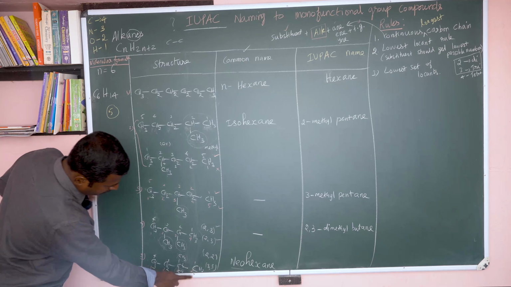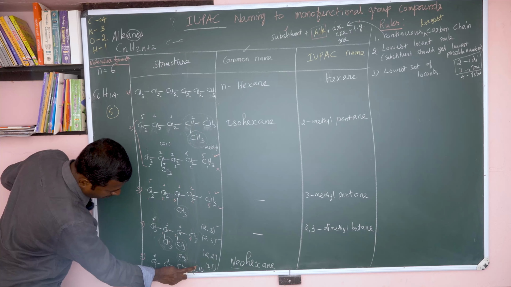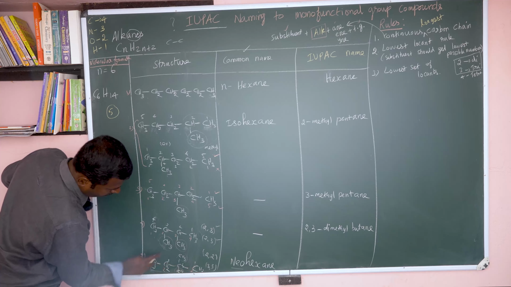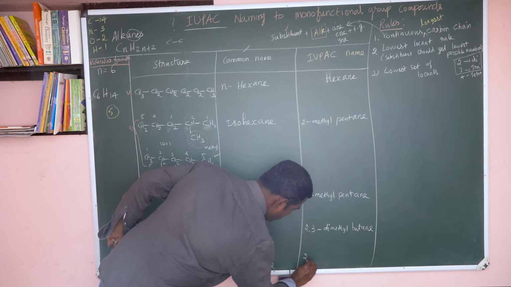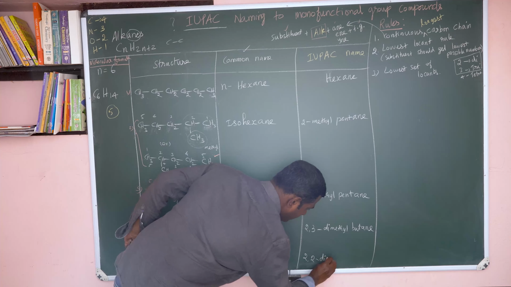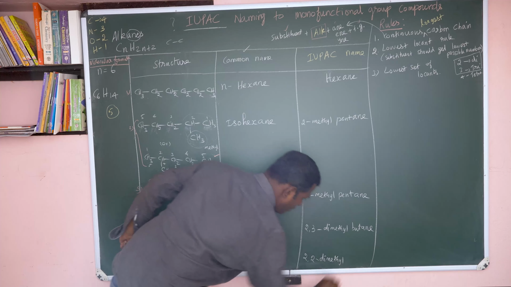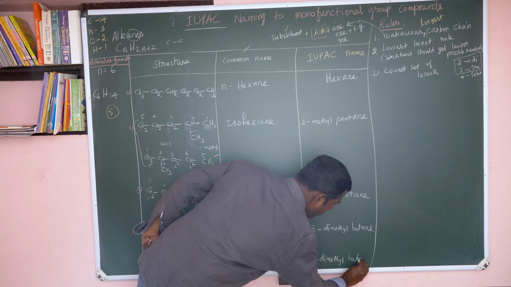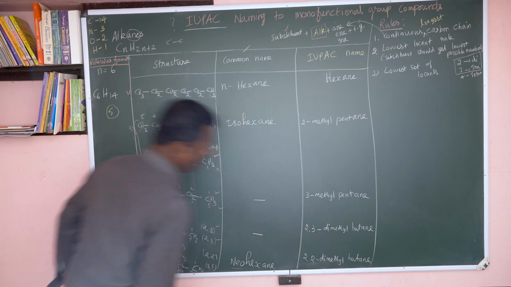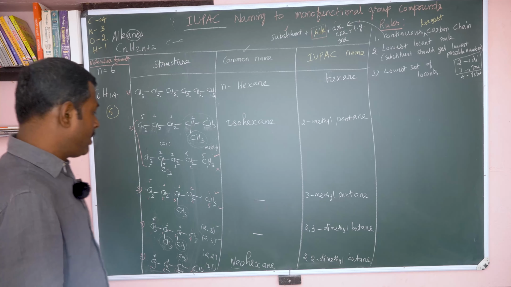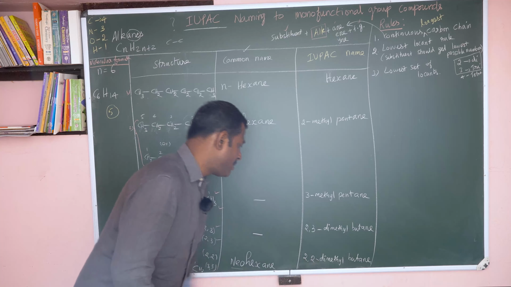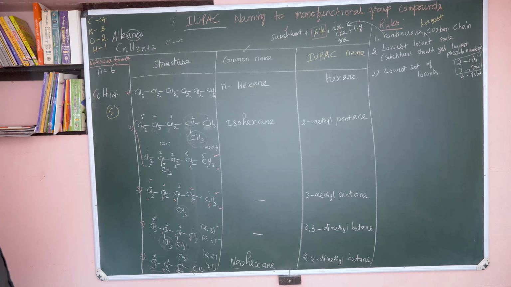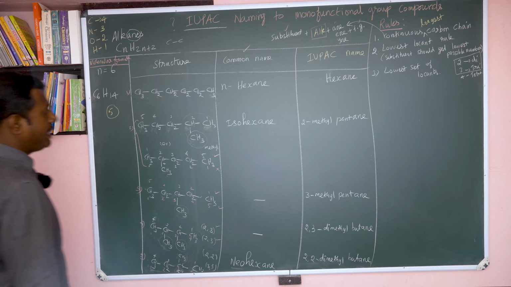So we have to give numbers from here, 1, 2, 3, 4. So 2,2-dimethyl, remaining 4 carbons, but, single bonds, so ane. So 2,2-dimethylbutane. For neohexane, the IUPAC name is 2,2-dimethylbutane. Like this only, we have to give the IUPAC names.